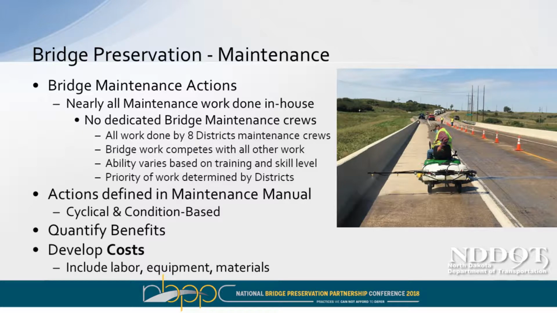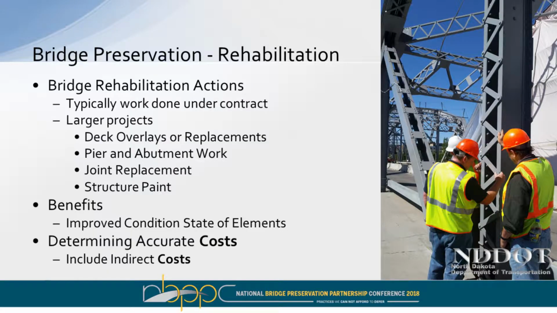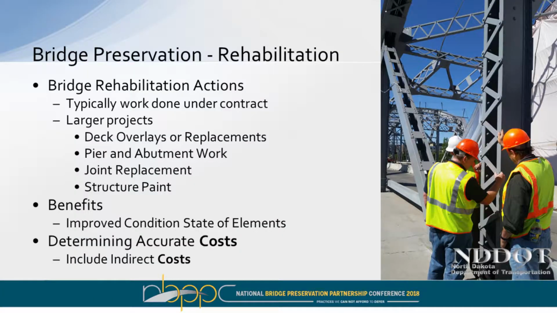We have them defined in the maintenance manual, but we need to get those into the bridge management system. We also need to quantify benefits and develop costs for that. And again, realistic costs. Our rehabilitation projects are primarily done under contract. Larger projects, deck overlays, replacements, pier and abutment work. We have done a little bit of that internally, but most of that is done by contract. And again, we need to quantify the benefits and determine realistic and accurate costs for that work.